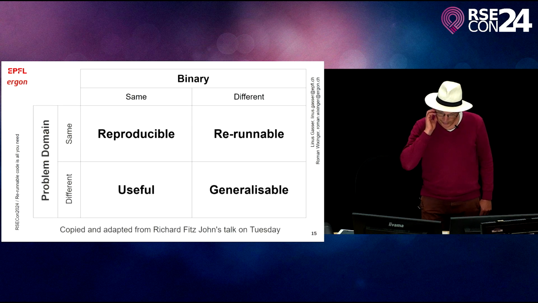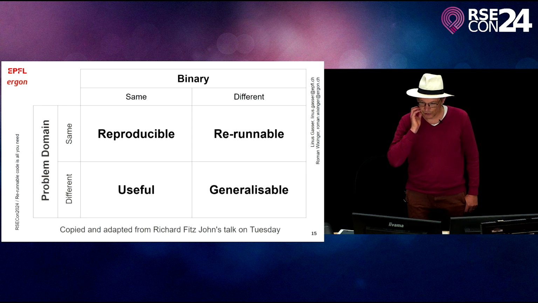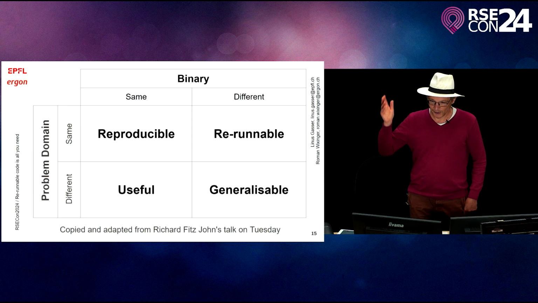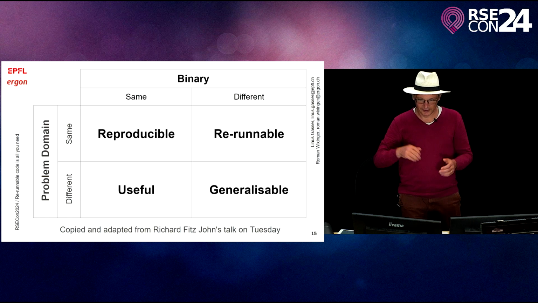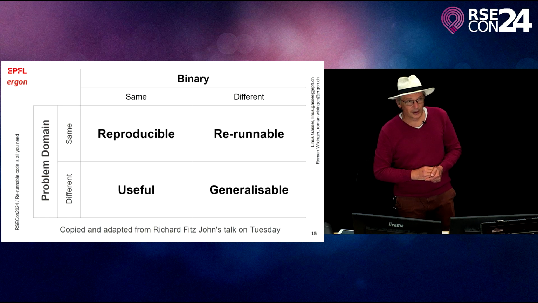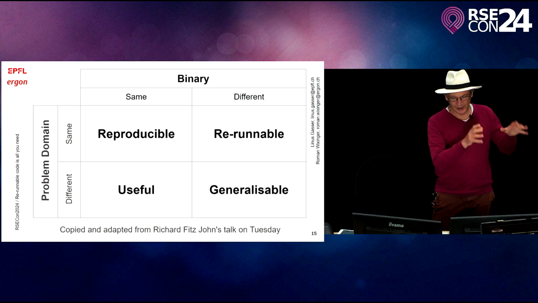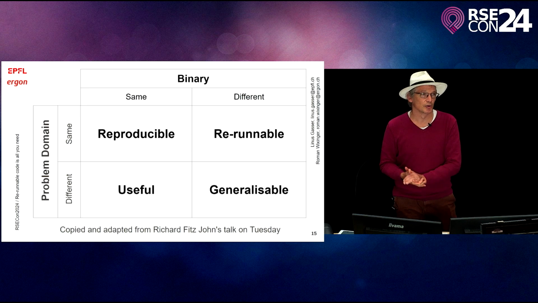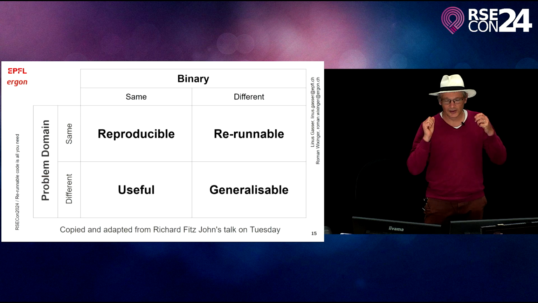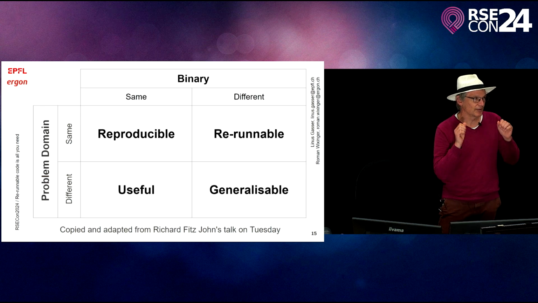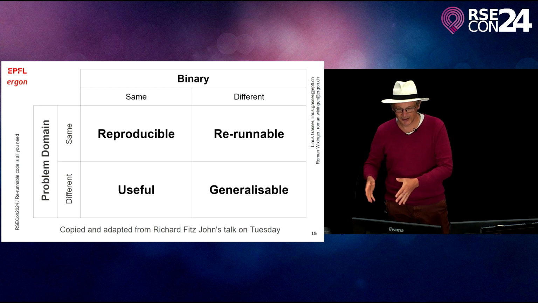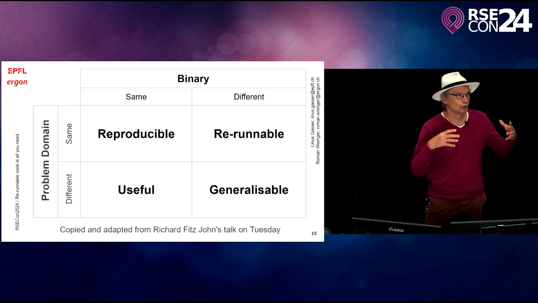So first of all, I copied and adapted this from Richard Fitzjohn's talk on Tuesday. I don't know whether you saw it, and I thought it was very nice. I did change a bit the titles. But I just want to point out, as Roman also already did, the difference between reproducible and rerunnable. Reproducible is really having the same binary bit for bit and having the same output bit for bit. And rerunnable, for me, if the binary is a little bit different, that's not a problem, but at least the problem domain, the output should be the same.